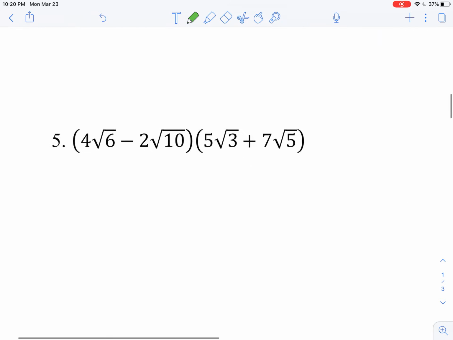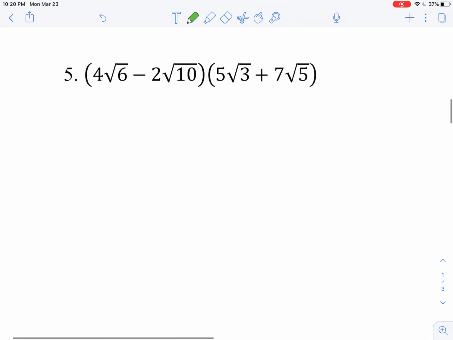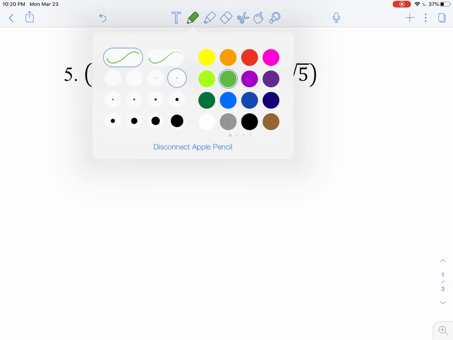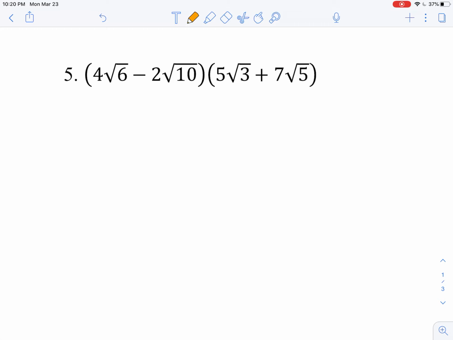Okay, question number 5. Here we are multiplying two binomials together. So to multiply binomials, we have to use the FOIL method. So for question number 5, we're going to begin by foiling this. Be very careful and try to keep each piece separately because you end up with quite a few terms, but we'll see what happens.